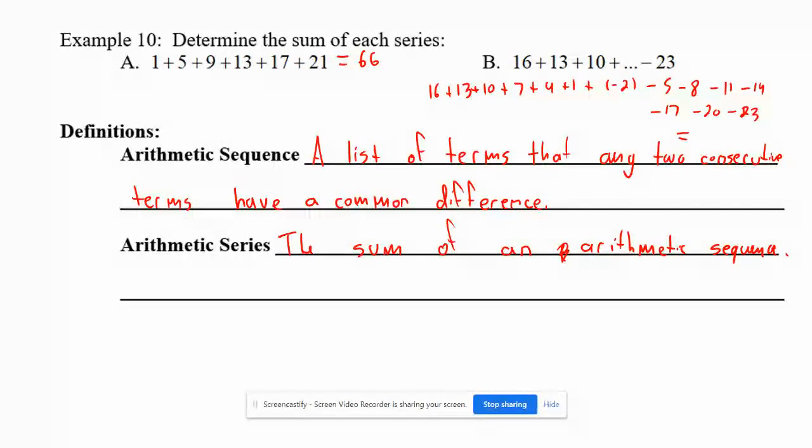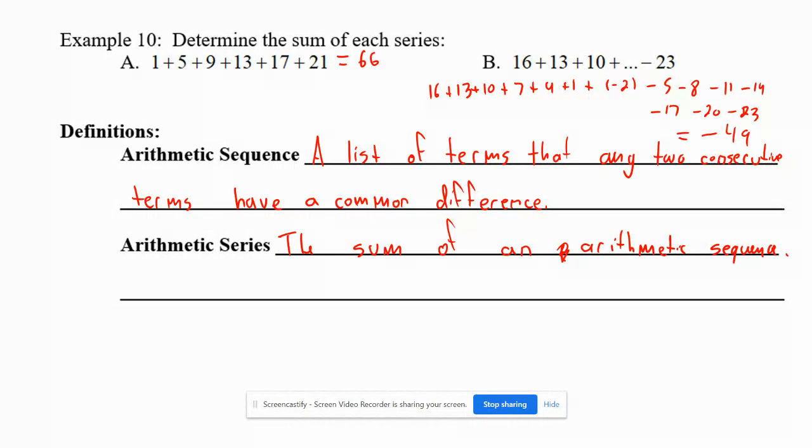All right, so we have 16 plus 13 plus 10 plus 7 plus 4 plus 1 minus 2 minus 5 minus 8 minus 11 minus 14 minus 17 minus 20 minus 23. Answer is negative 49. Okay.